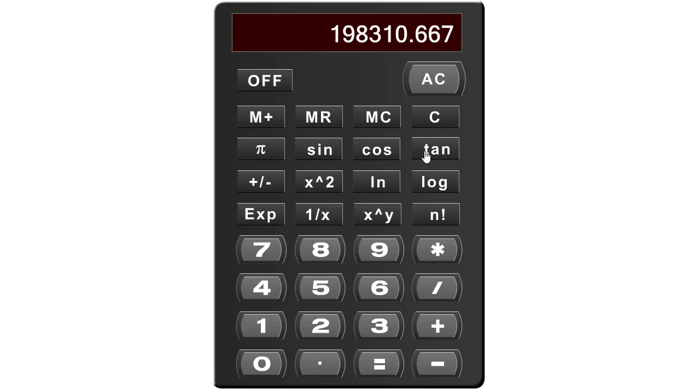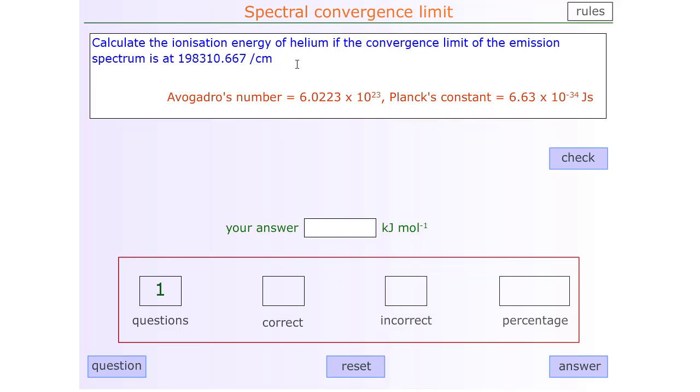So if we take the reciprocal of this it will give us the wavelength in centimeters. Now, it's not particularly useful in centimeters, so let's divide it by 100, and we'll get the wavelength in meters. Now we can't actually see this, but it doesn't matter. Now we're going to apply E, the energy, equals hc over lambda, which is Planck's constant, h, multiplied by the speed of light, divided by the value we have here.